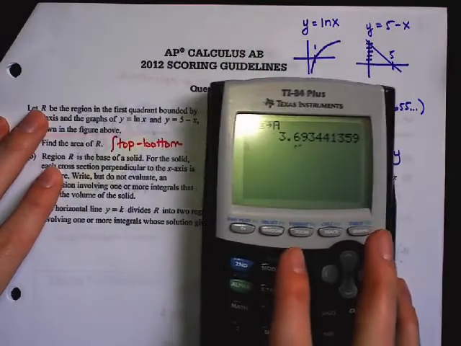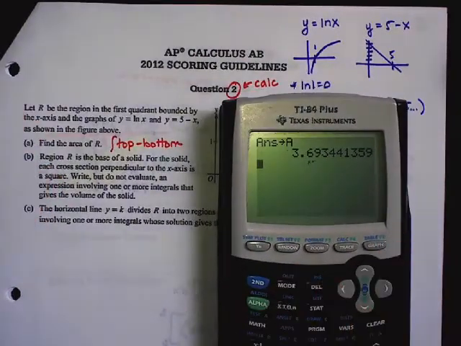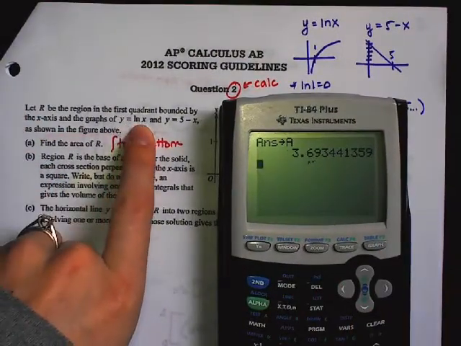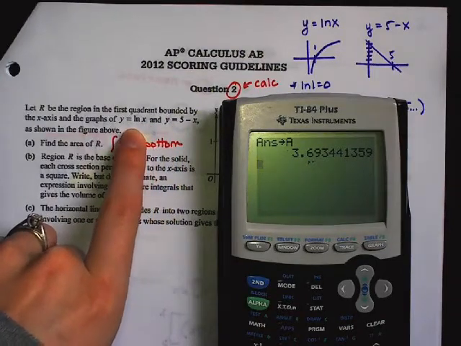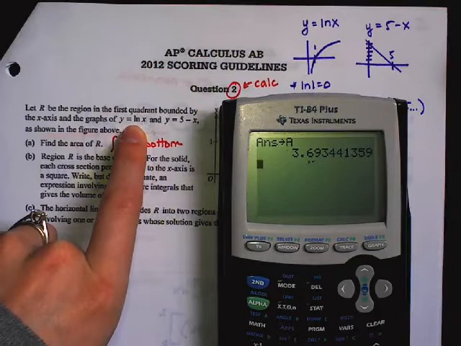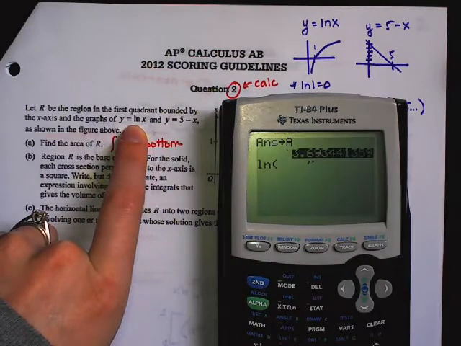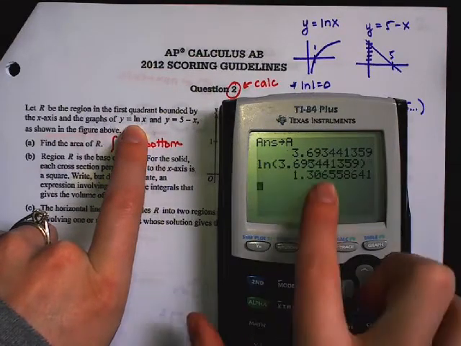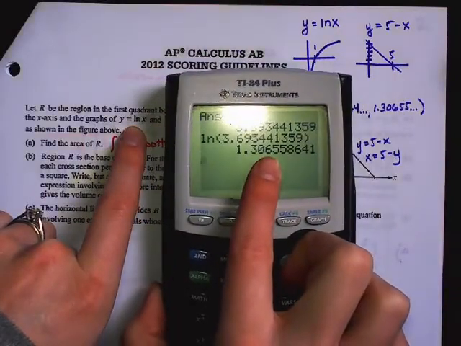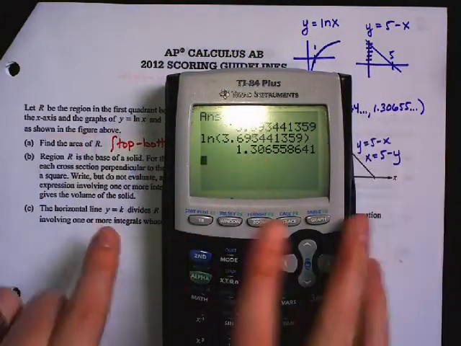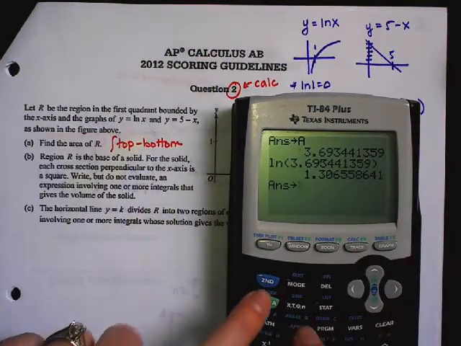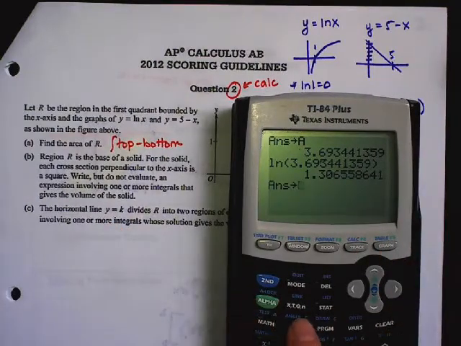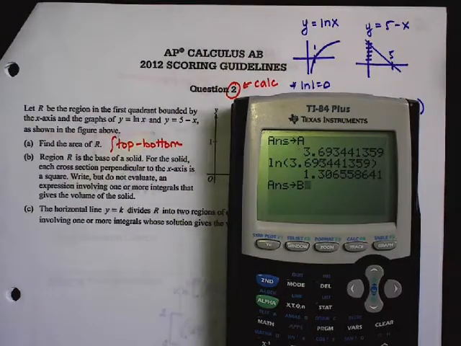Okay. I also want to store that y coordinate. Well, remember that intersection point is occurring where ln of x equals 5 minus x. So I'm just going to plug the coordinate into this to get that y value real fast. So I have ln of this, and that's that y coordinate from the intersection point. If you want to compare it real fast, you can see that they're the same. I'm going to store that in B. So store, alpha, and then B. I just want to make sure they're in different letters, so I'm not writing over A or B.